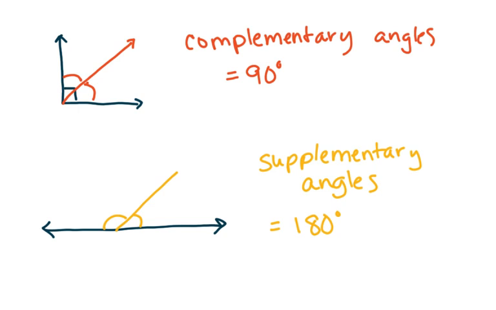And I struggled for a very long time remembering what the difference between them was until I realized that 90 is smaller than 180, and complementary comes before supplementary if we put them in alphabetical order. And so that's how I remember that complementary goes with 90 degrees because it would come first, and supplementary goes with 180 degrees because it would come second. If we put things in order numerically, 90 would come before 180. So that's the little mnemonic that I use to remember the difference between these two.